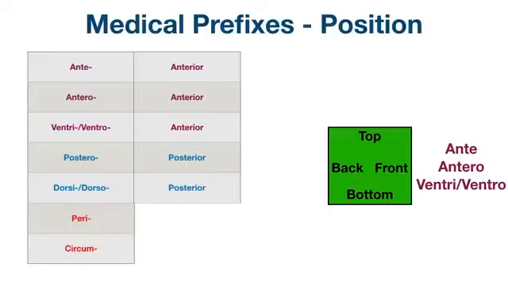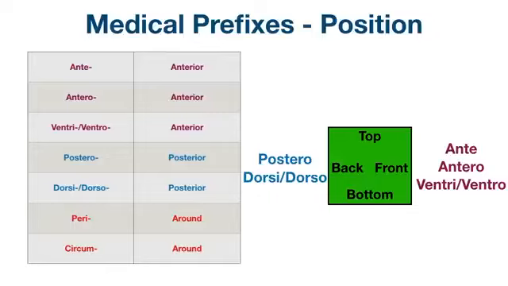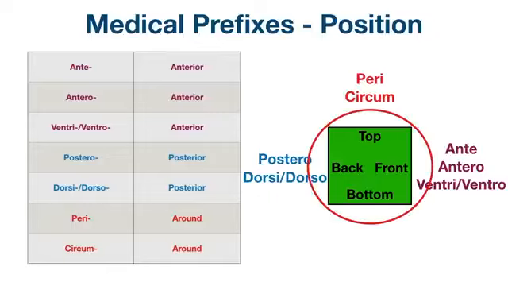The next two prefixes are postero and dorsi or dorso, which mean back, behind, or posterior, and we're going to label those behind the box. Postero is essentially the opposite of antero, and dorsi or dorso is the opposite of ventri or ventro. Postero sounds like posterior, so that one's easy to remember, and for dorsi you can think of a dorsal fin on the back of a fish or a shark to remember back. Finally we have peri and circum, which mean around or surrounding, and we'll label those with a circle around the square.